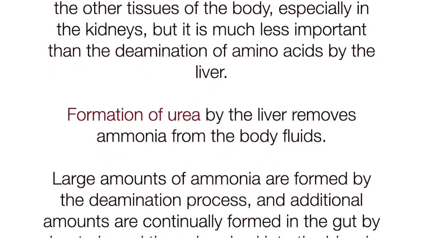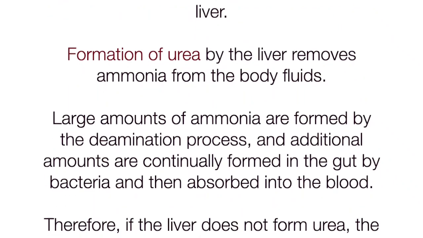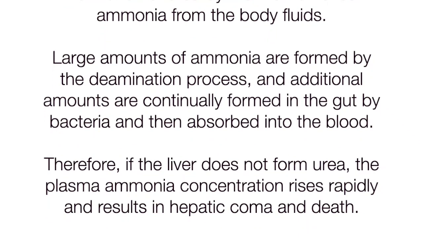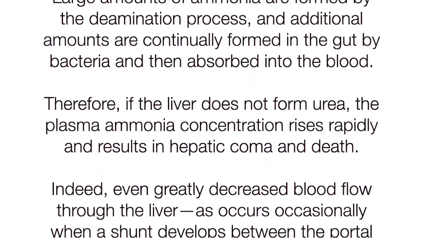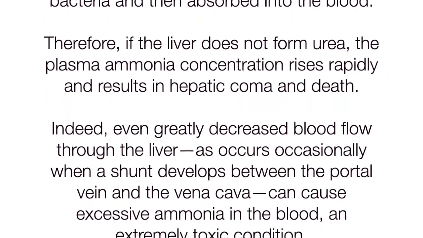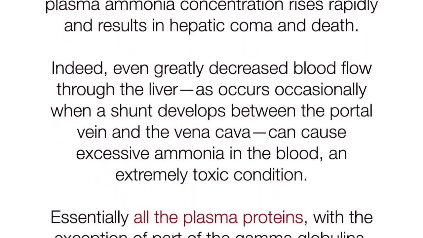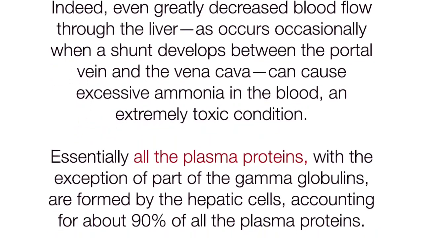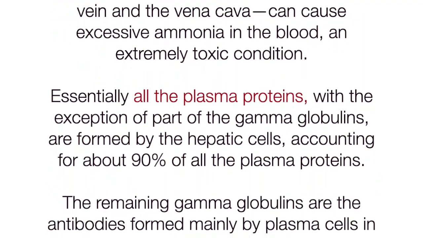Large amounts of ammonia are formed by the deamination process, and additional amounts are continually formed in the gut by bacteria and then absorbed into the blood. Therefore, if the liver does not form urea, the plasma ammonia concentration rises rapidly and results in hepatic coma and death. Indeed, even greatly decreased blood flow through the liver, as occurs occasionally when a shunt develops between the portal vein and the vena cava, can cause excessive ammonia in the blood, an extremely toxic condition.